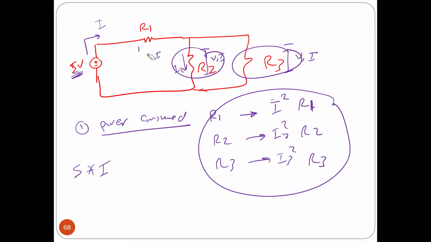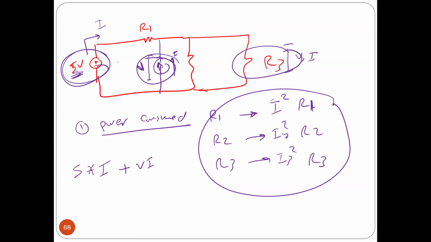If you have another source, the power generated by all sources is equal to the power consumed by all resistances. What I'm saying is, if you have two sources, for example one current and one voltage, I have the current I here, and you need to find the voltage V here, and then I have to add V times I. The total power generated by all sources should equal the total power consumed by all resistors, because this is conservation of power. This should be true in DC circuits and AC circuits as well.